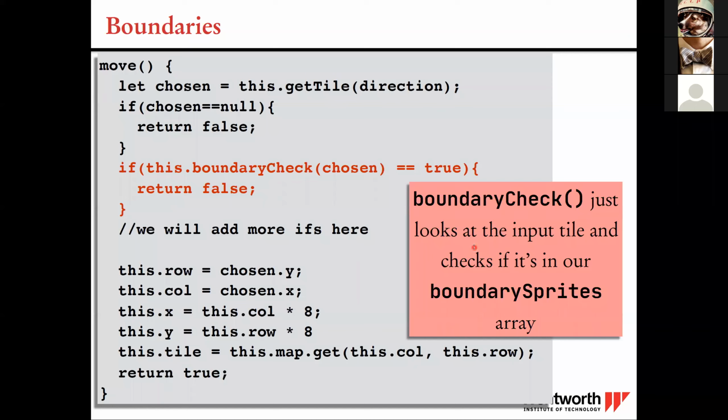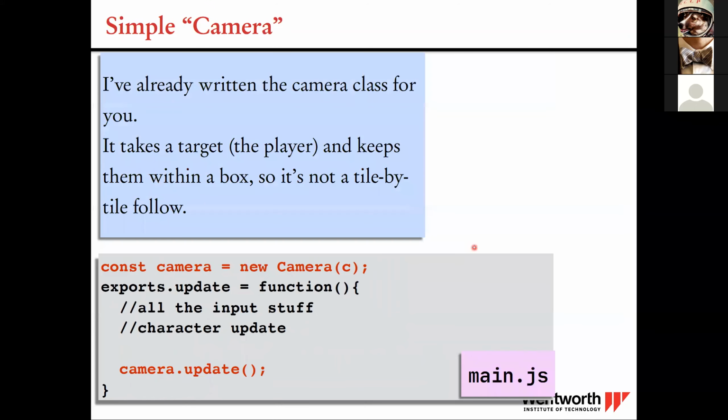Then you have a few pop-ups for what boundary check does. All right, so I already wrote the simple camera for us. Essentially, it just takes a target, which is going to be the player, and it keeps that player within a sort of box. It's not a tile by tile follow. That can get a little bit annoying if the camera's moving every time the player moves a tile. But it will keep the character within a specific region in the screen. I'll show you how that works.